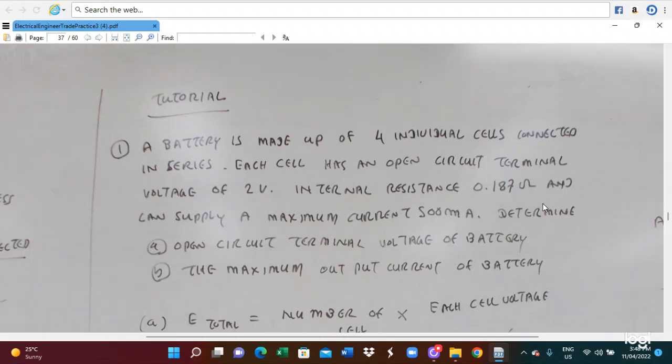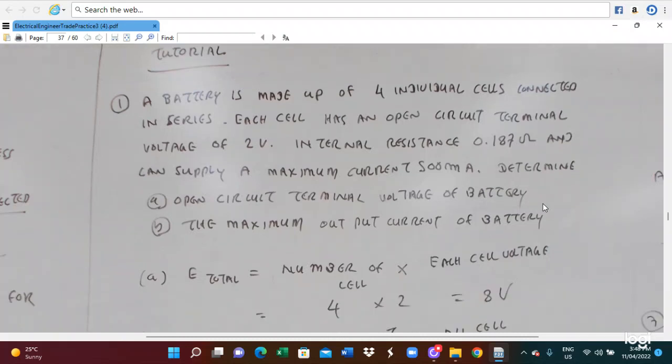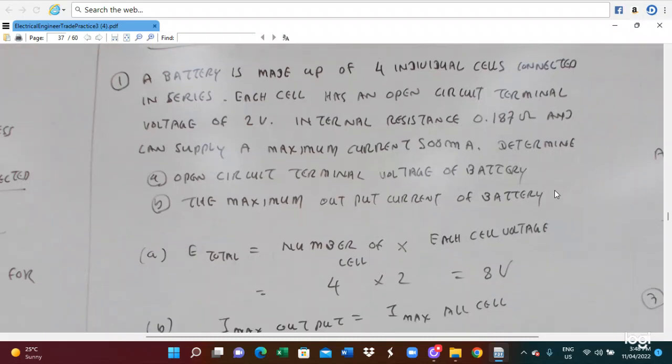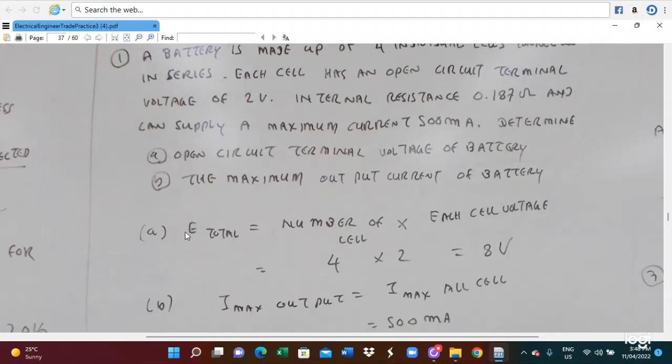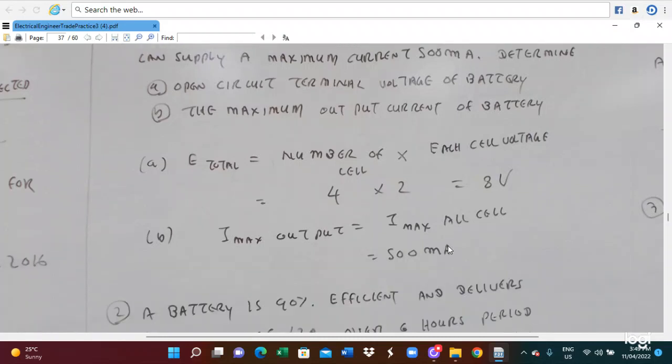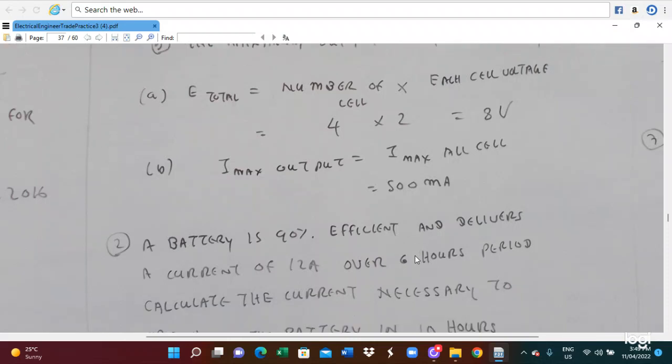The battery is made out of 4 individual cells connected in series. Each cell has an open circuit terminal voltage of 2 volts, internal resistance of 0.187 ohm, and can supply a maximum current of 500 amperes. Determine the open circuit terminal voltage of the battery and the maximum output current of the battery. In this case, E total is the number of cells multiplied by the cell voltage, so 4 times 2 is 8 volts. The maximum output current is the maximum of the cells, so we got 500 amperes.